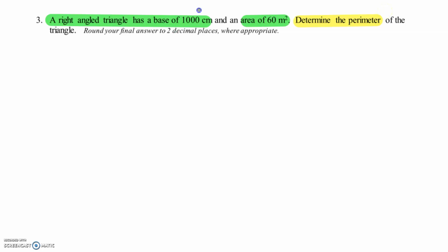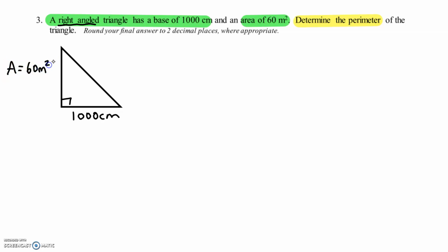We need to take note that it says a right angled triangle so that we draw the appropriate triangle. So we go ahead and we'll draw a right angled triangle here. And we show that it's a right angle by putting in that little square. And it has a base of 1,000 centimeters. So here's the base of my triangle. So that's all I know about the triangle. And it gives us other information. We know the area of the triangle is 60 meters squared. And they're asking us to find the perimeter.